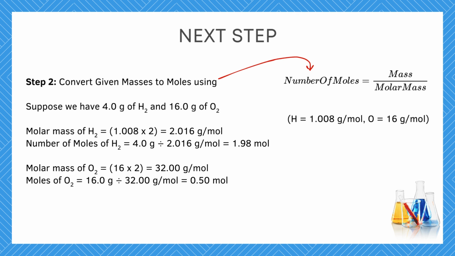Now, the question says, supposing we have 4 grams of hydrogen and 16 grams of oxygen. How are we going to know which one is the limiting reactant and which one is the excess reactant?